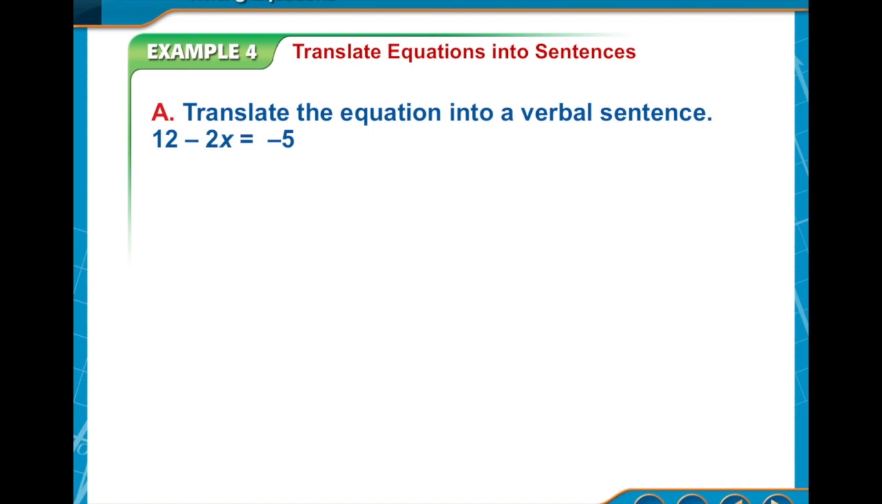Example 4a. We're asked here to translate the equation given into a verbal sentence. So now we're working backwards. Given the equation, can we write that out in words? There's different ways that you can say the same things, but as long as you're using an operational word that is correct for the operation being used, you'll be okay.